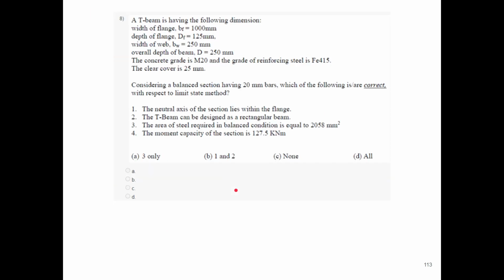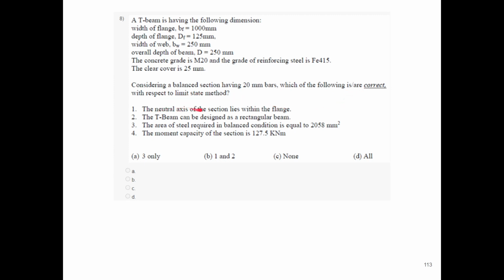So then the eighth question, a T-beam is having the following dimension: width of flange BF equal to 1000 mm, depth of flange DF equal to 125 mm, width of web BW equal to 250 mm, overall depth of beam D equal to 250 mm, the concrete grade is M20 and the grade of reinforcing steel is Fe415, the clear cover is 25 mm. Consider a balance section having 25 mm bars. Which of the following is or are correct with respect to limit state method?